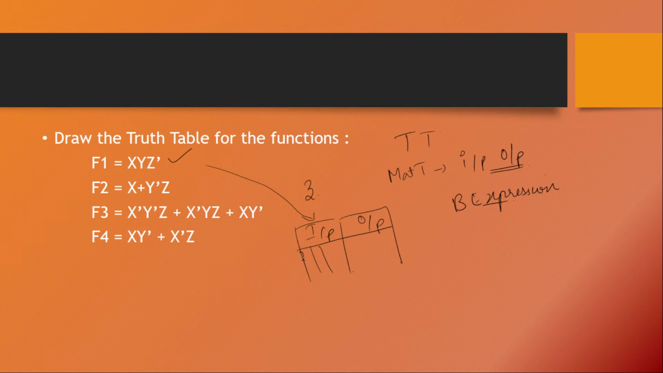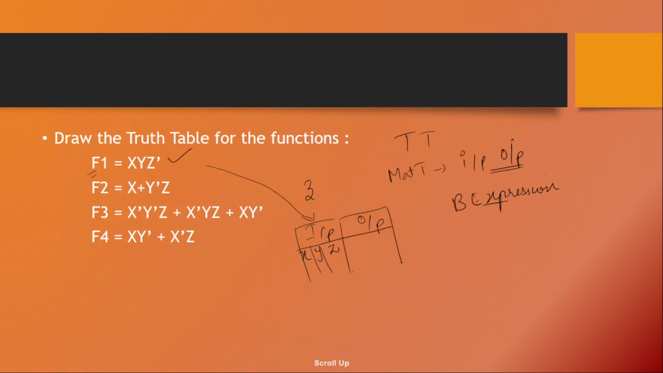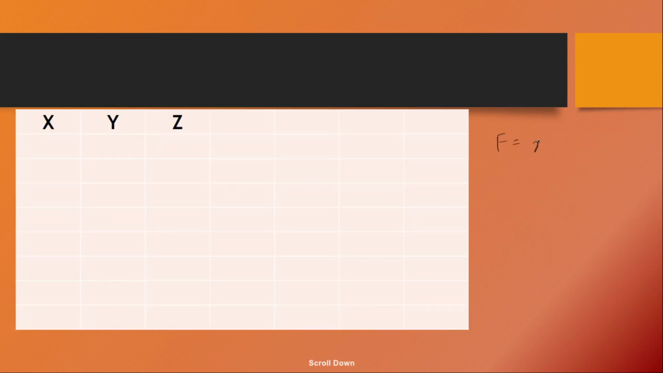Okay, so I can have one column for x, one column for y, and one column for z. Then ultimately I can have finally one column for output, which is f1. So moving further, we can build a table like this. Your expression is f is equal to x y z complement. So I have three inputs here, so I have one column for each input.